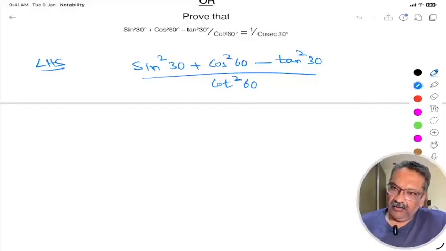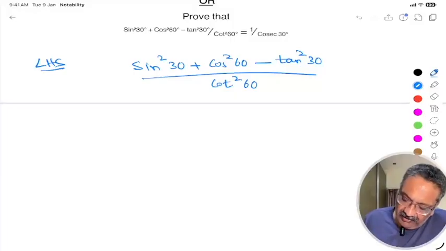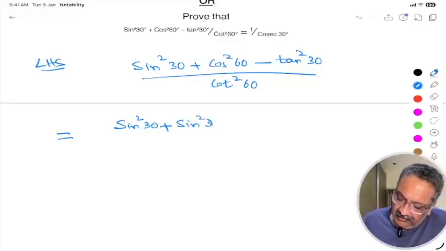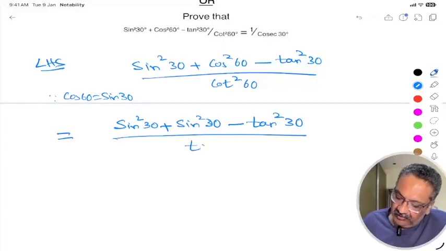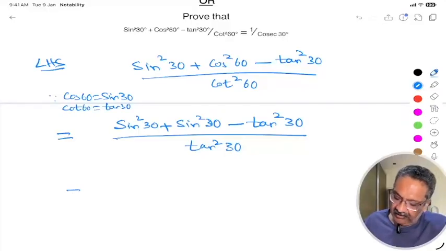See, there is another method of solving this. Since 60 and 30 degrees are complementary, let us try to convert everything into 30 degrees. So sin square 30 plus, see, cos square 60 is nothing but sin square 30, because we have cos 60 is equal to sin 30, minus tan square 30, and cot square 30 is also equal to tan square 30, because cot 60 is equal to tan 30. Right, now all are in 30 degrees.